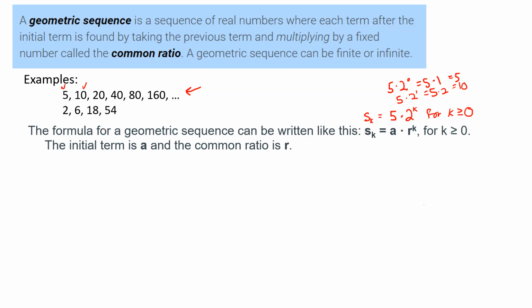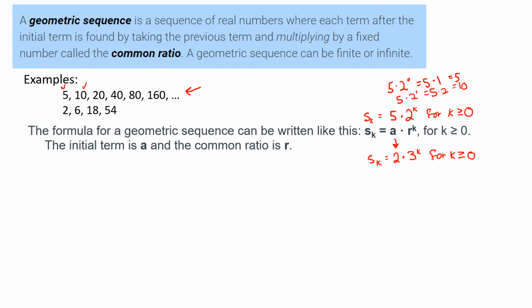Okay. And for the second example here, we could see that that would work too. In this case, for that second sequence, our initial term is a 2, and our common ratio is 3. So we would define that second one this way: S sub k equals 2 times 3 to the k for k greater than or equal to 0 here. And we could check that out.